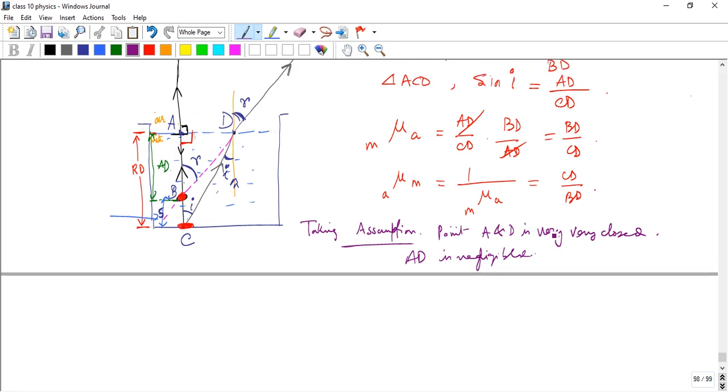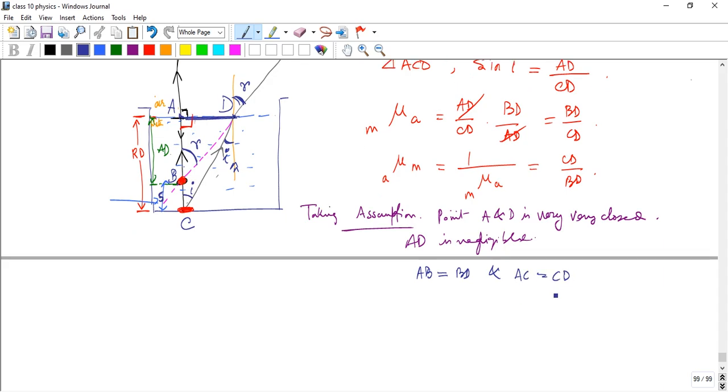So if AD is negligible, we say that AB is also equal to BD. If this line is almost zero, BD overlaps AB, so they're equal. And similarly, if AD is negligible, we say that AC is also equal to CD.